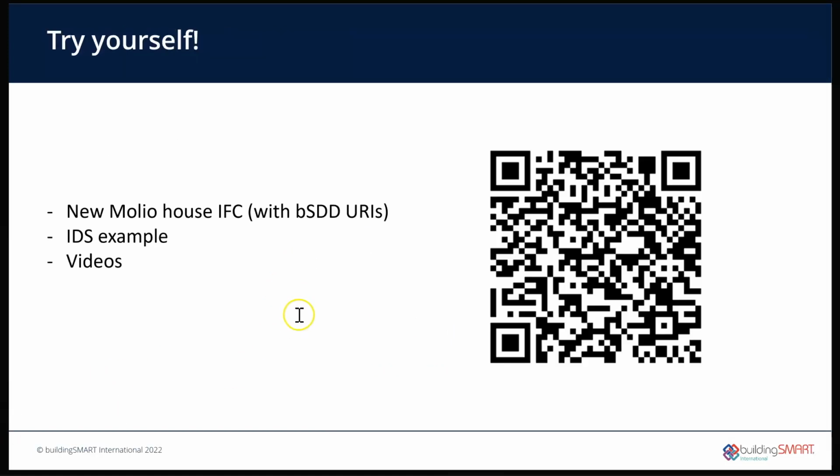And those files have been published on our GitHub website. In the GitHub buildingSMART organization, there's a repository called sample test files. You would find the Molio IFC file with the bSDD URIs and the IDS example, and also a couple of the videos to watch back.